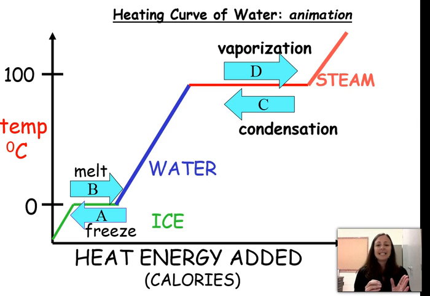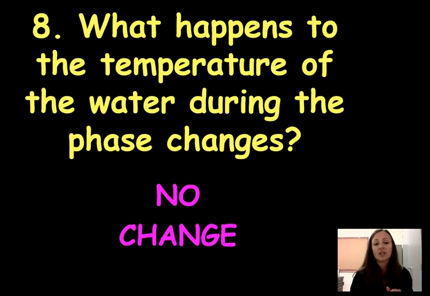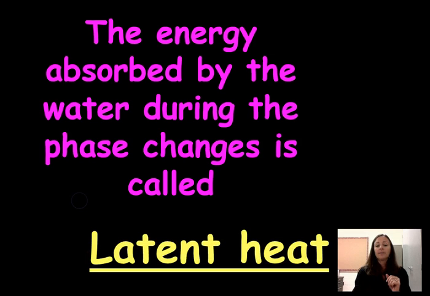And this is known as latent heat. Okay, I want you to write that down in the corner somewhere, latent heat. And this just indicates that there's a phase change occurring. So what happens to the temperature of the water during phase changes? Nothing. This is just what I was saying before. There is no change. This is known as latent heat. The energy absorbed by the water during phase changes we call latent heat. Okay, so that is the definition. I want you to write it down if it's not in your notes. Okay?